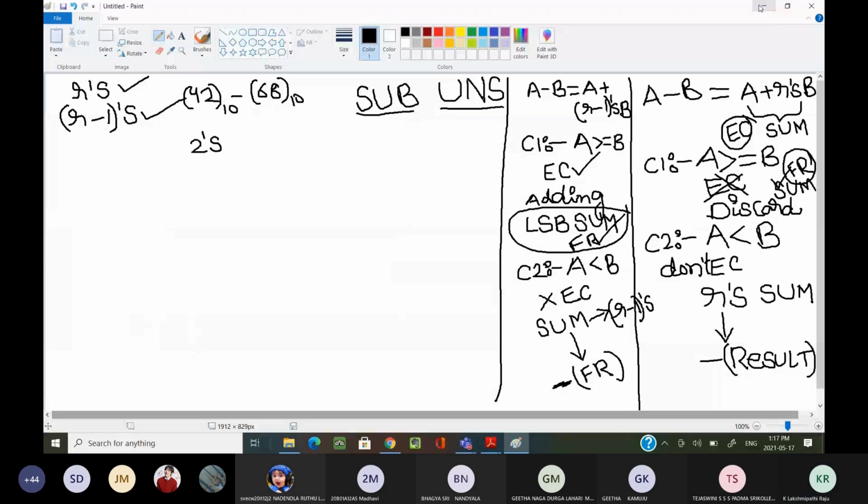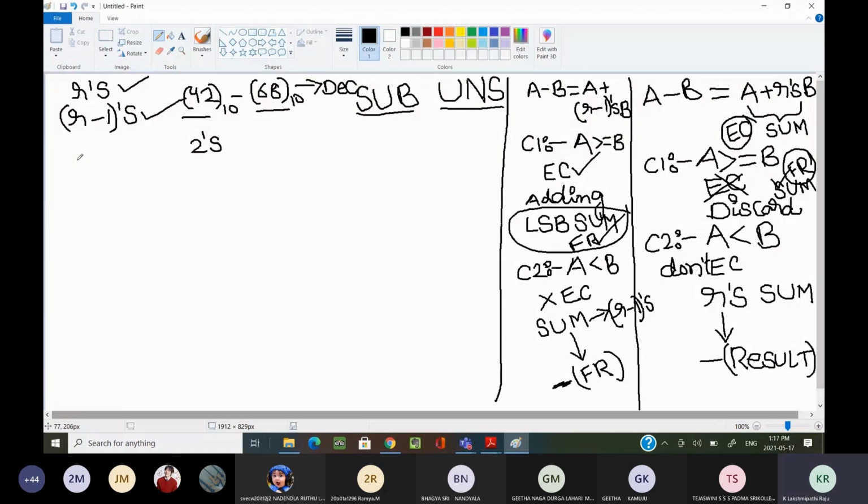Sir, how? Actually, the given numbers are in which number system? The given numbers are in decimal, but he is asking for binary subtraction. What do I have to do? Convert decimal to binary. Very good.